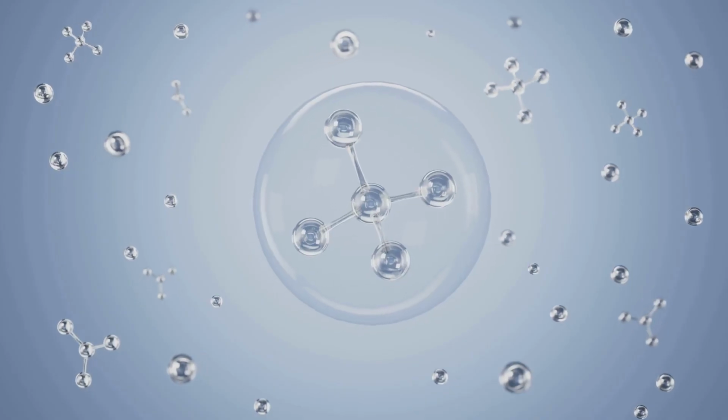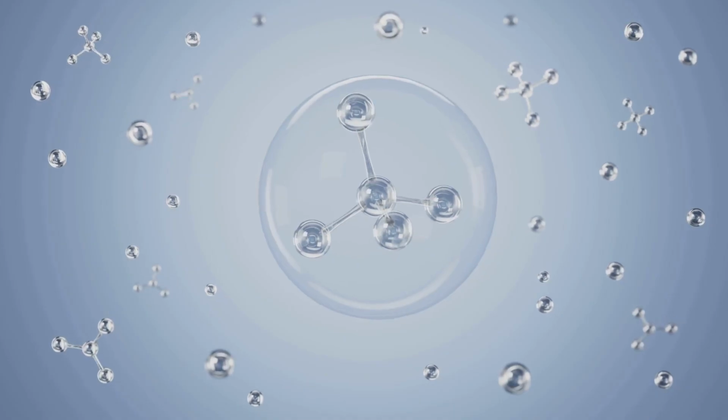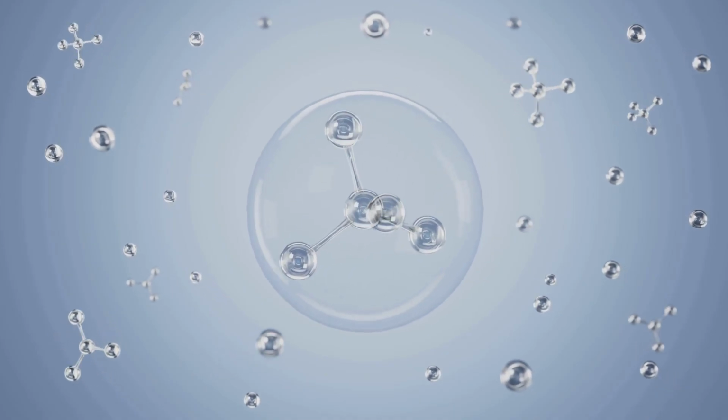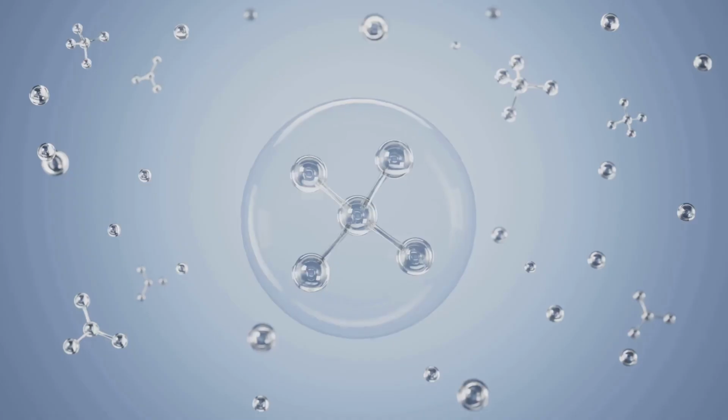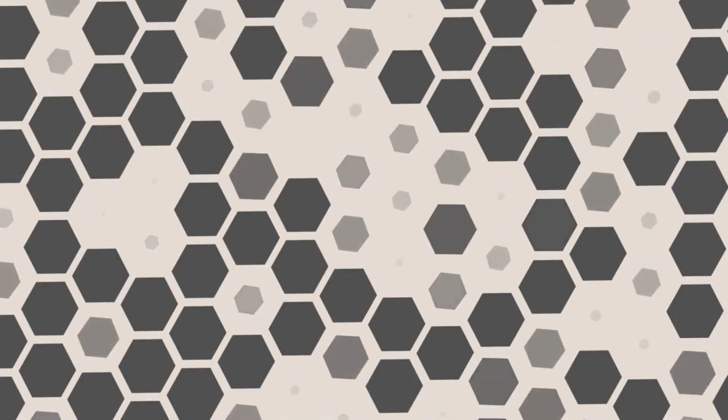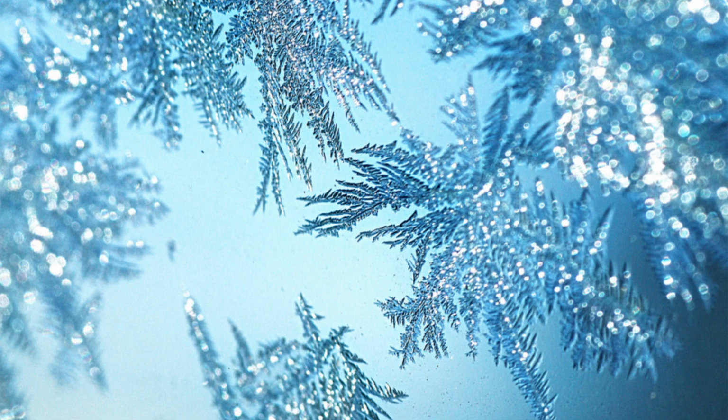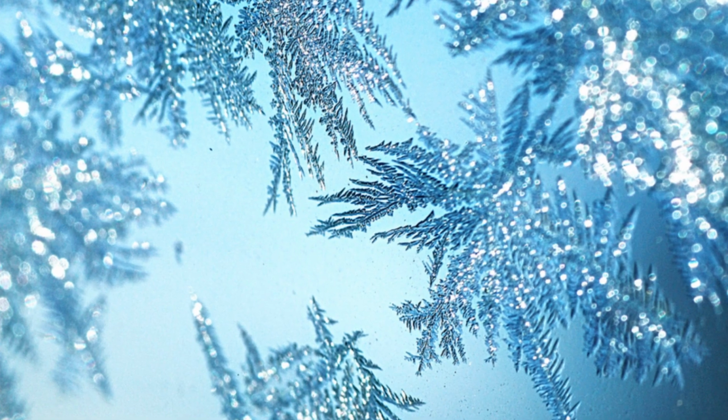Each water molecule contains one oxygen atom bonded to two hydrogen atoms, forming a shape that naturally connects with other molecules at precise angles. When they freeze, they arrange themselves into a hexagonal crystal lattice, a six-sided pattern dictated entirely by chemistry. In other words, the symmetry of a snowflake isn't artistic. It's molecular architecture.